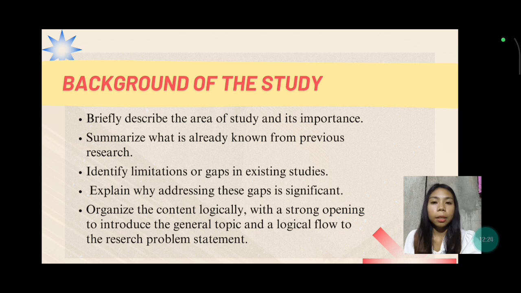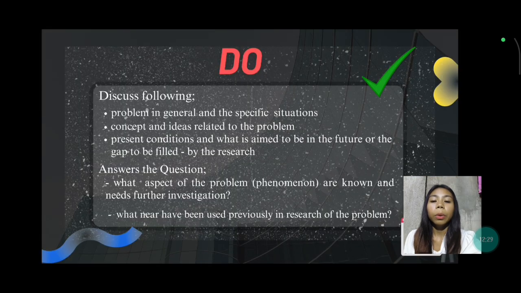So next are the following tips on how to write the background of the study. First, you can define the problem from general to specific. Next are the concepts and ideas related to the problem. Meaning, you can start with a general observation until you reach the specific observation of the specific problem in your local population. And next are the present conditions and what is aimed to be in the future, or the gap to be filled by the research.